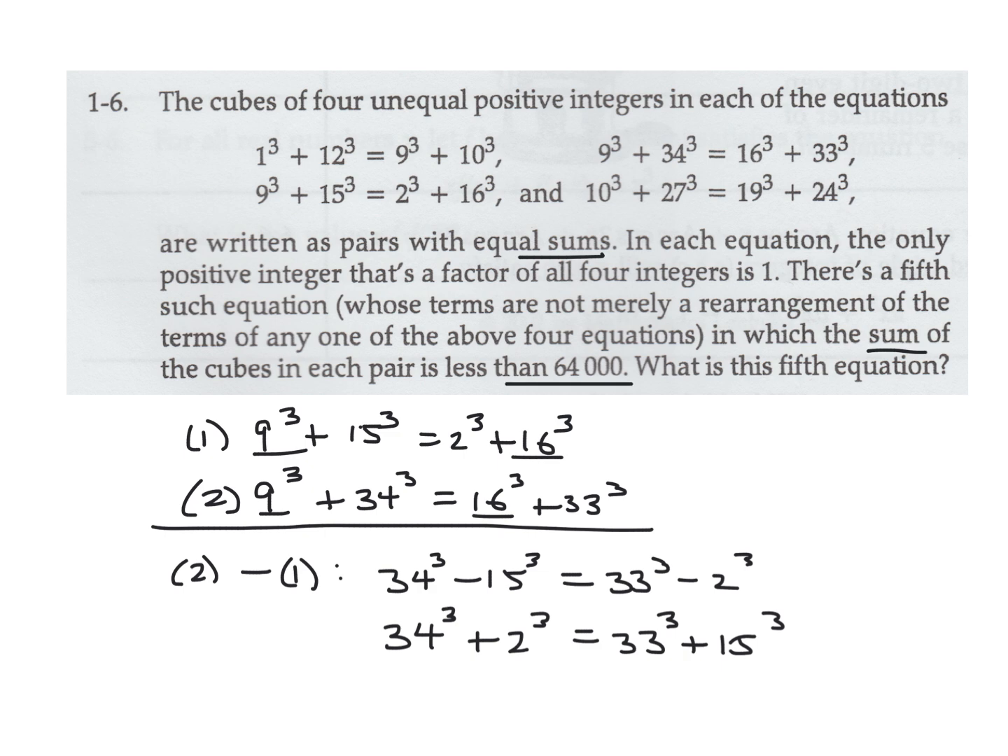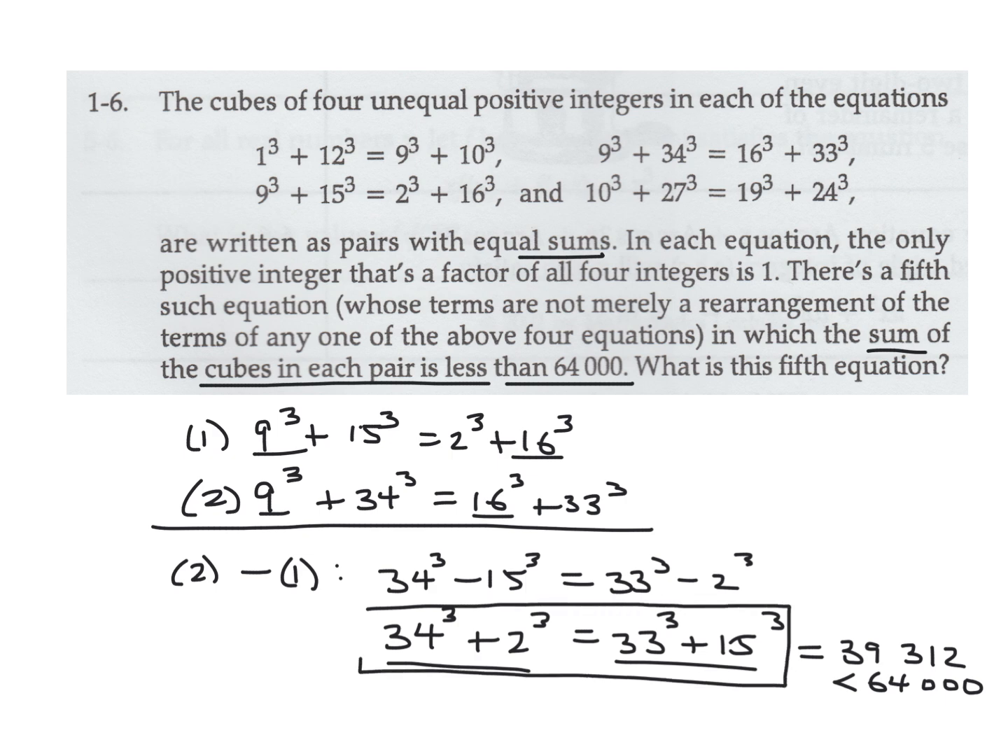But here's the thing. It also has to satisfy that the sum of the cubes in each pair is less than 64,000. So we have to calculate what this is and what this is, and when you do, you find out that it's 39312. That is indeed less than 64,000, so it satisfies the condition of the question. What they're looking for is this equation, which represents the fifth such equation.